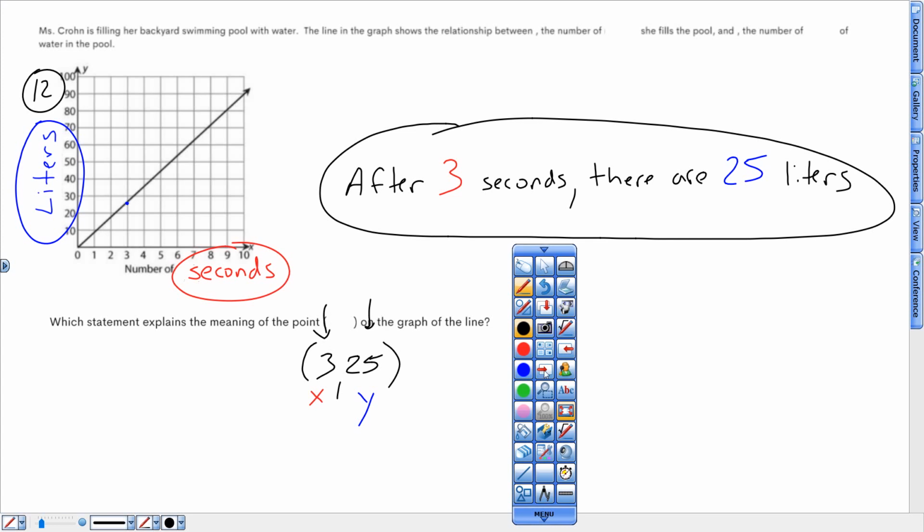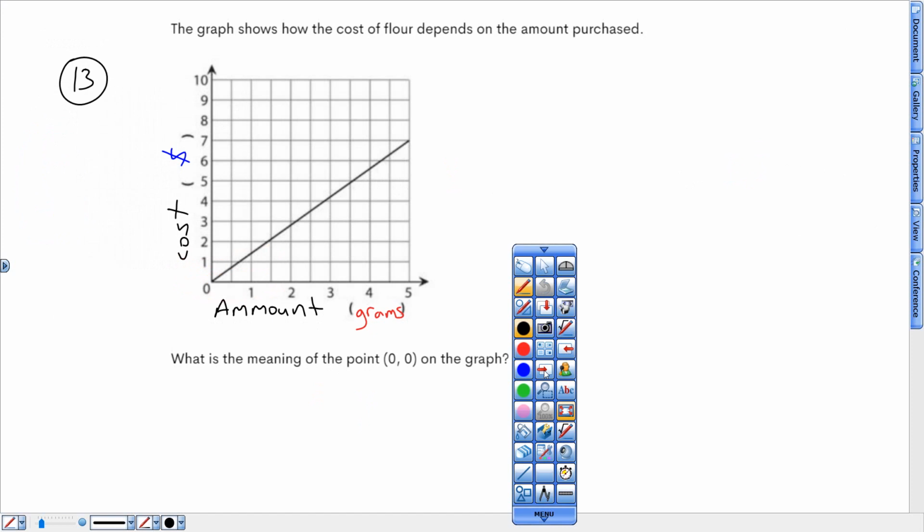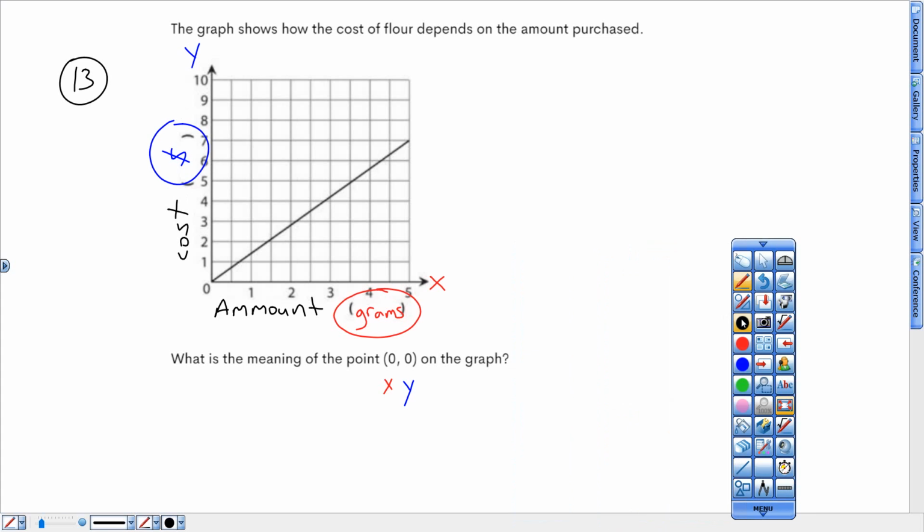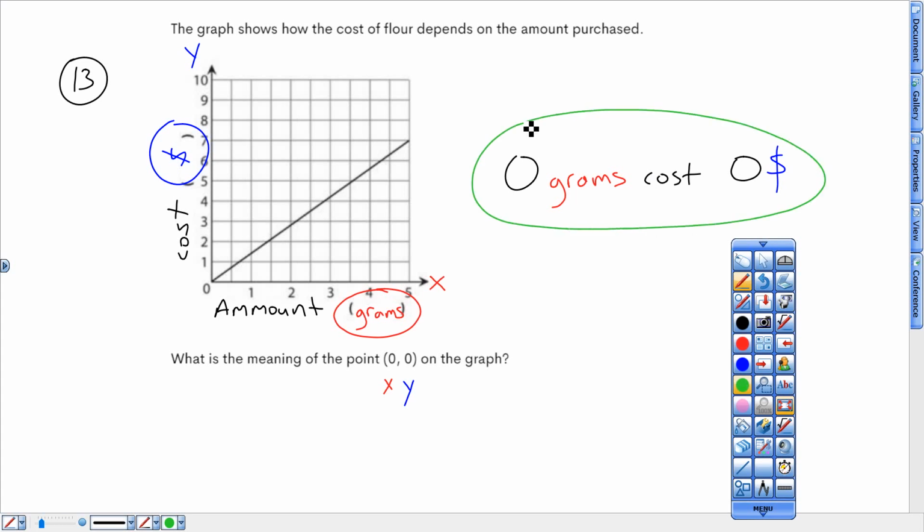Here we go. Another one of these, but it's 0, 0. So 0, 0, again, you need to know x, that is your grams, x-axis first, and then your y number, that is your cost. So this one, to get this one right, you have to write it in this order. 0 grams, cost, $0. If you mix that up, it's like you writing an x, y coordinate, y, x. Got to be the x thing listed first, the y second. All right, keep going. Number 14.